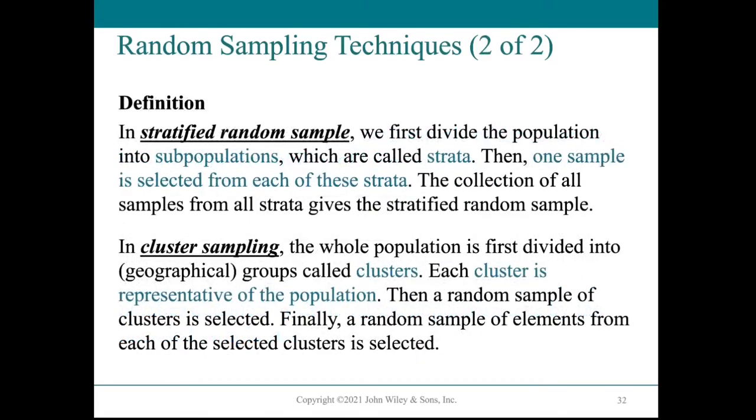For a stratified random sample, you first divide your population into strata, and one sample is selected from each stratum. The collection of all samples from all strata gives your stratified random sample. For instance, let's say in getting samples in districts in Manila.